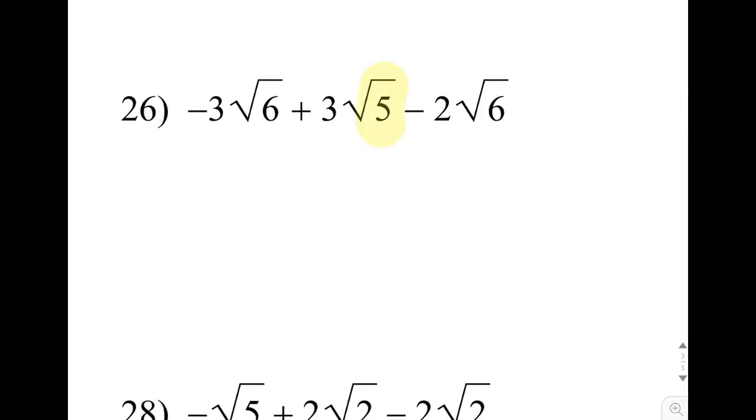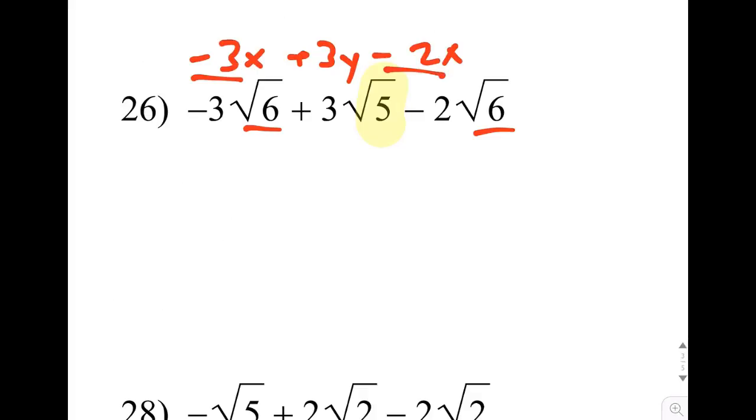Now we have something interesting happen because that square root right there is not the same as these. In the same way that imagine you could have something like negative 3x plus 3y minus 2x. If you had something like that, you would not combine the x and y's. They are unlike terms. So what you would instead have to do is just focus on the ones that share the x, so the negative 3 and the negative 2. Add those together, you get negative 5x. Or in our case, negative 5 root 6.